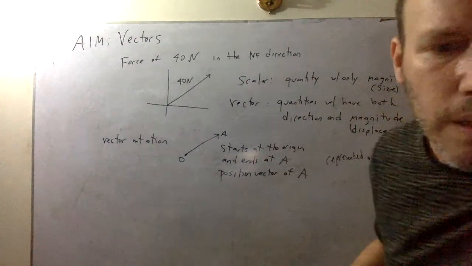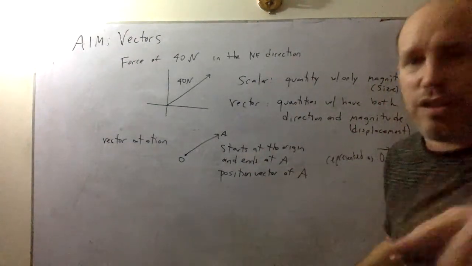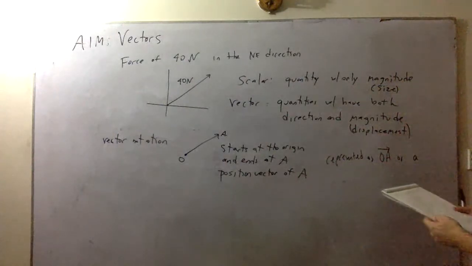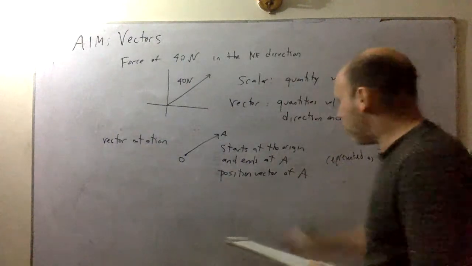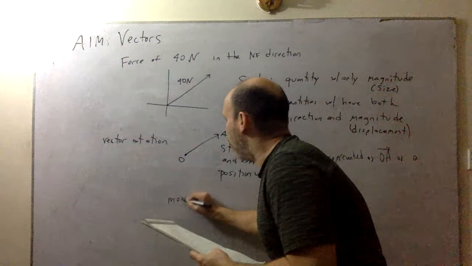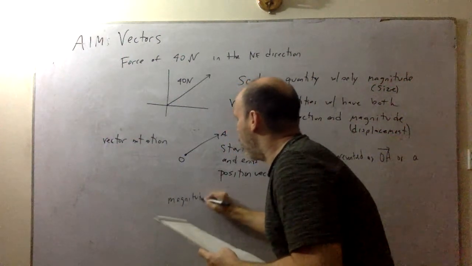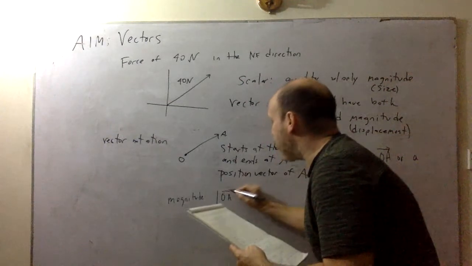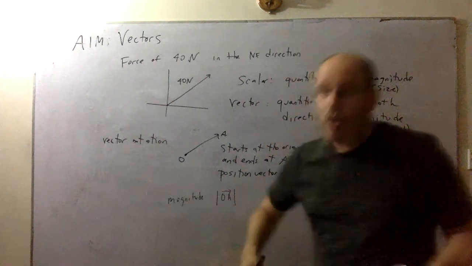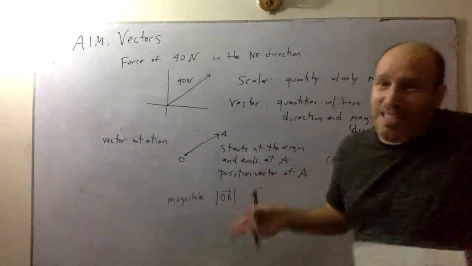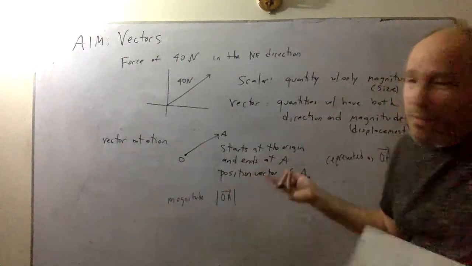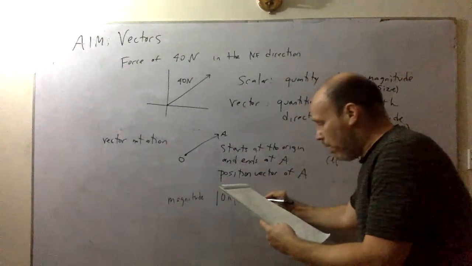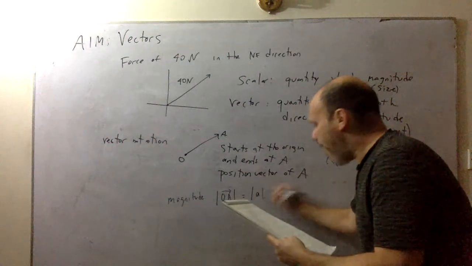So that's what you're going to see for vectors, the visual representation. The magnitude is the absolute value of A. Once again, this is a math class, so the distance is going to be the absolute value, or simply the absolute value of little a.